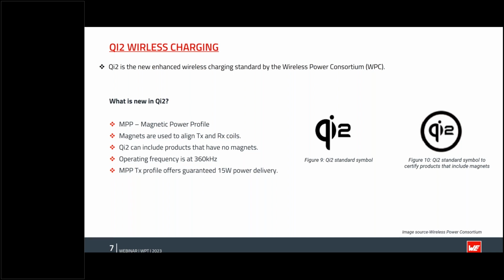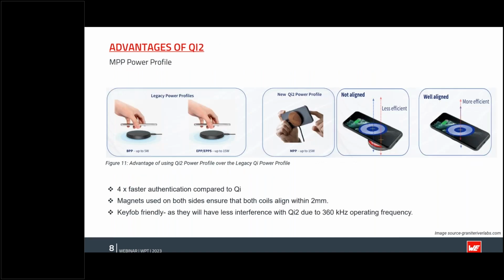Next, we see what exactly is the advantage of the Qi 2 wireless standard that is developed. What's new here? How is it going to help us? Or how is it better than the Qi legacy power profile? So the Qi standard, which was developed earlier, we call the legacy power profiles. That is the BPP up to 5 watts and the EPP up to 15 watts.